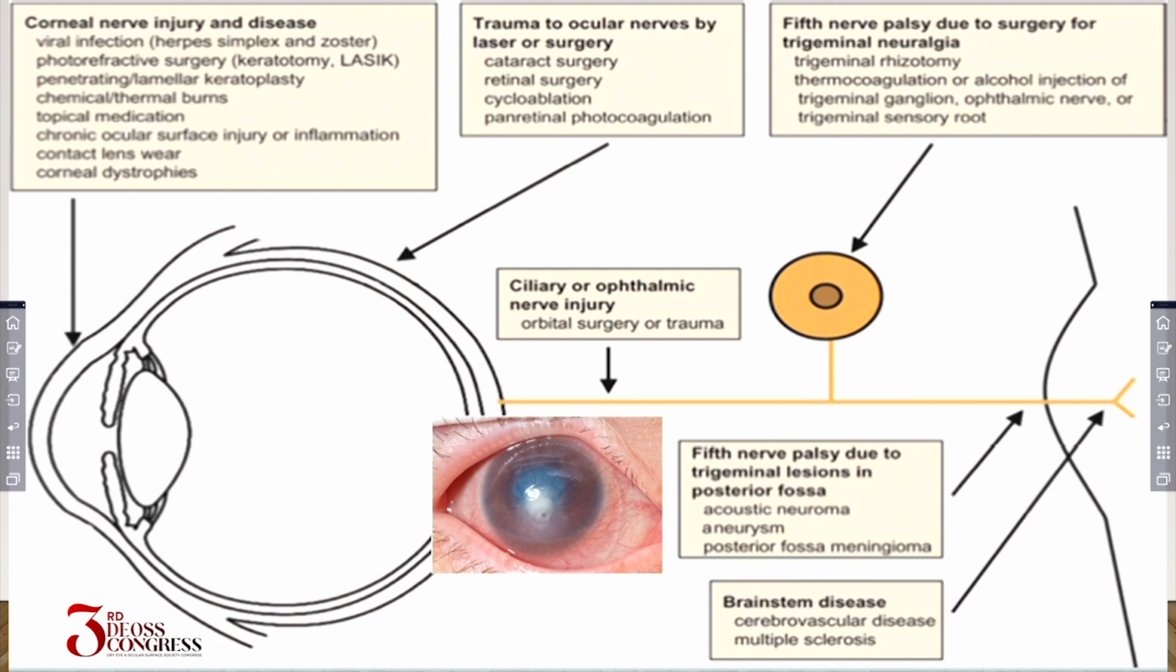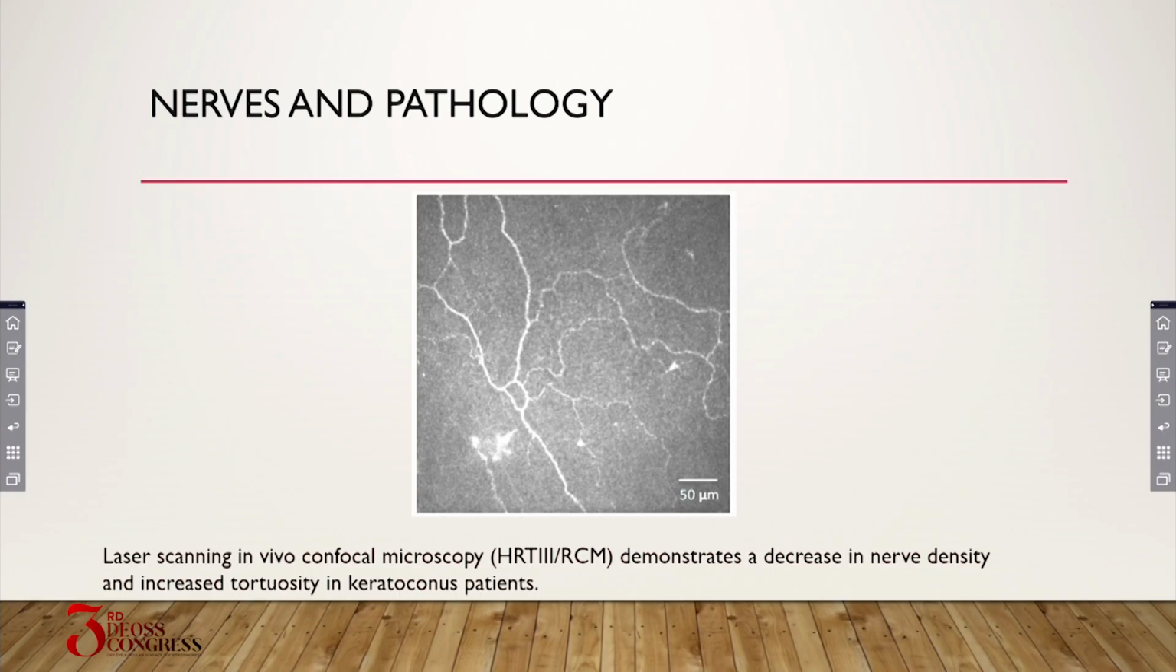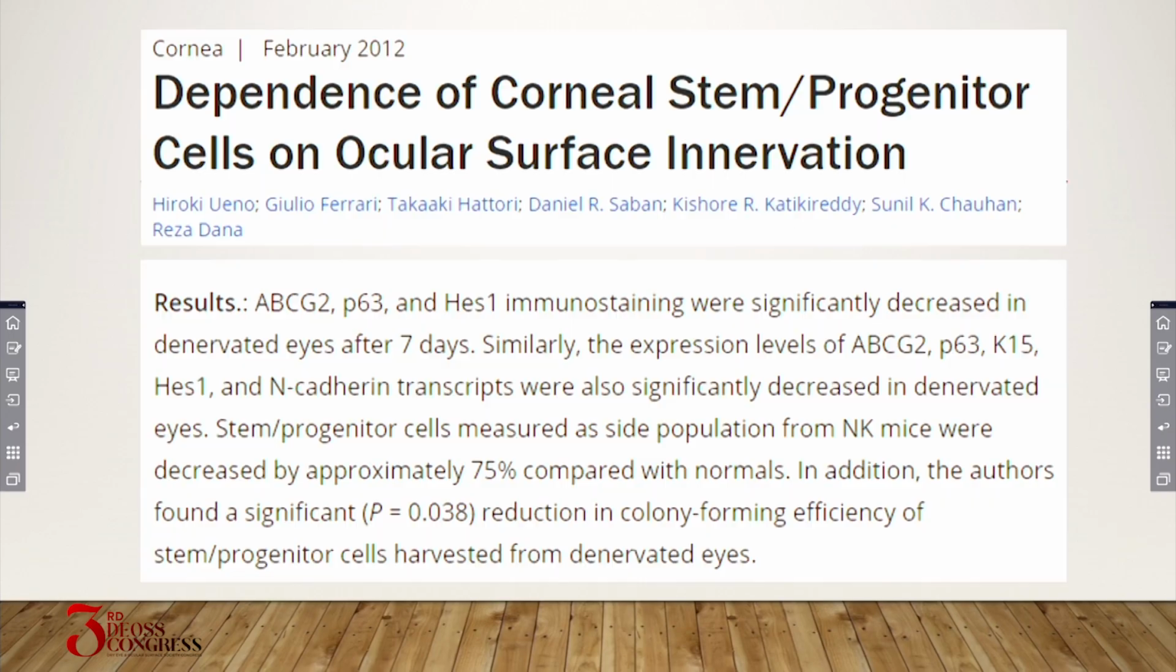The reasons for neurotrophic ulcers can be anything, right from the origin to there, and you can also have it even in keratoconus. So you have this increased tortuosity, and patients like this come in with keratoconus as well. So there is a neurotrophic disease pattern even in keratoconus.